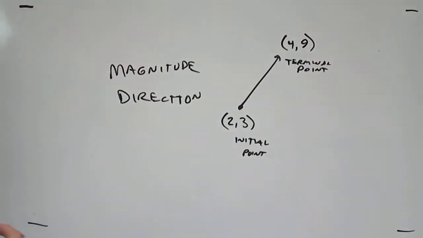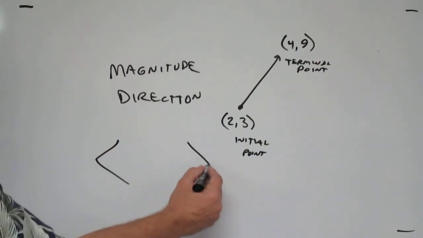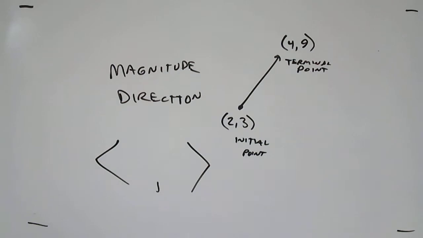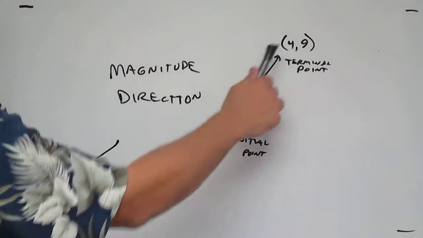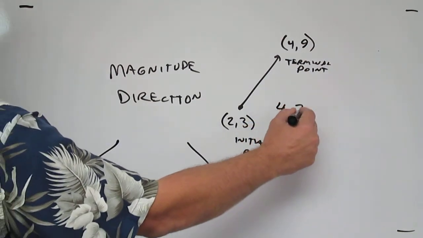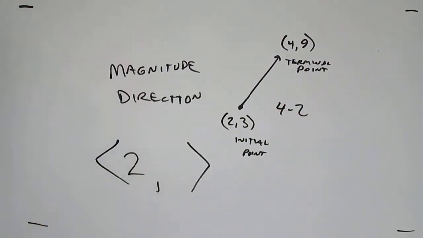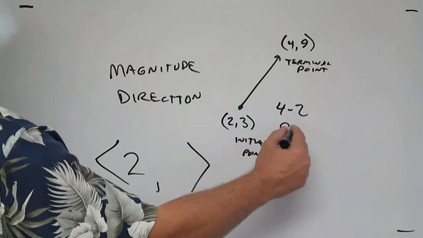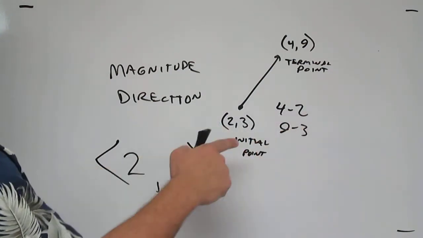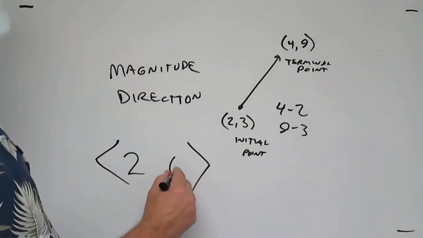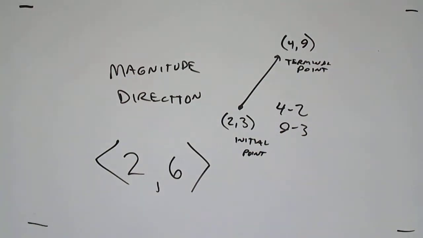I can come up with what the vector is that goes between those points. And so the first thing we're going to talk about is component form. And component form is going to look like this with these brackets. And basically you always say where I'm going minus where I started. So 4 minus 2 would be that coordinate. 9 minus 3, so that's the amount left or right that I'm going. 9 minus 3 is 6. Okay, so that's the vector.